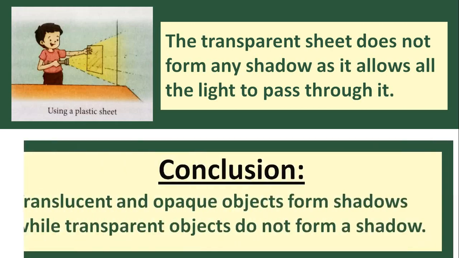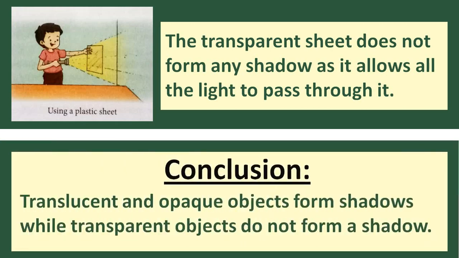So the conclusion of this activity is that the shadows are formed by opaque and translucent objects only. No shadow will form from transparent objects like glass, plastic sheets. The reason is that the transparent objects allow all light to pass through. So no shadow will form from transparent objects.